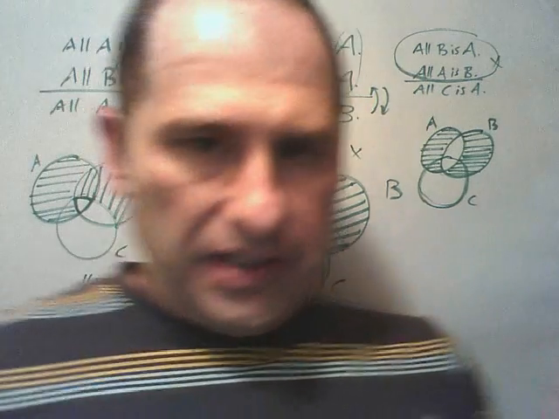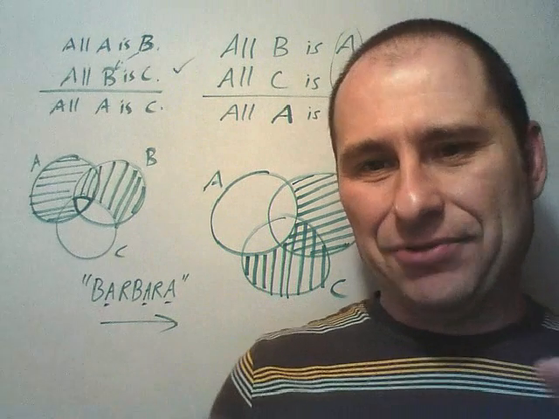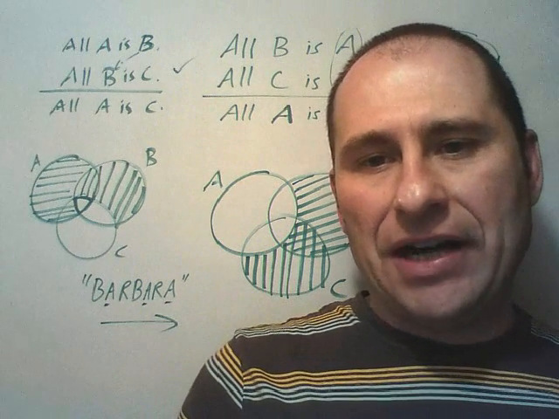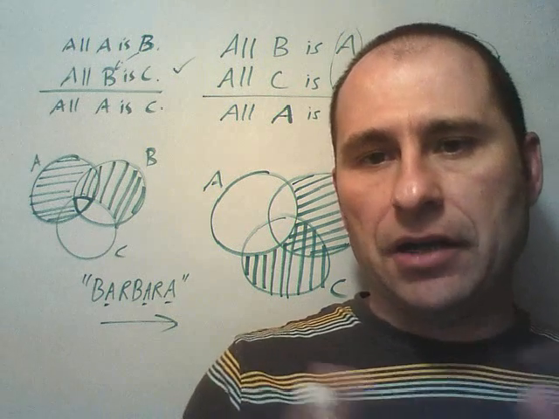I think there are like 15 valid forms of syllogisms, and all of them will have a name like this that has three vowels, A, E, I, or O, and the vowels themselves will tell you in the order, which is the A, the E, the I, the O statements, and how they are arranged.